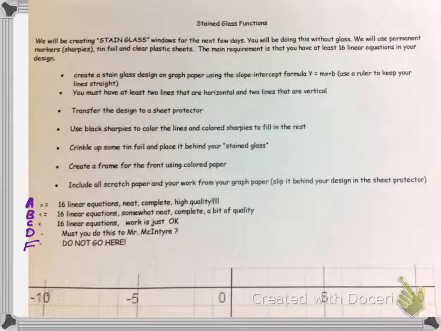So this is called stained glass functions. They're actually going to be linear, meaning they're straight lines. So here's what you've got to do today. Today you're only doing these two bullets. This will all be tomorrow, the next day, so we'll worry about this part next time. For right now, you're going to create a stained glass design on graph paper using the slope intercept formula.